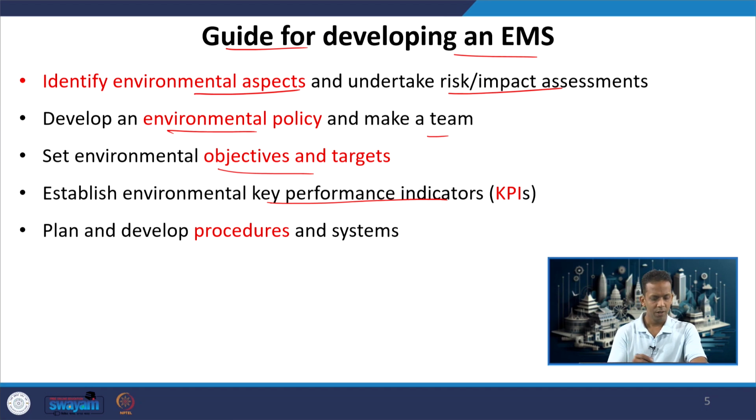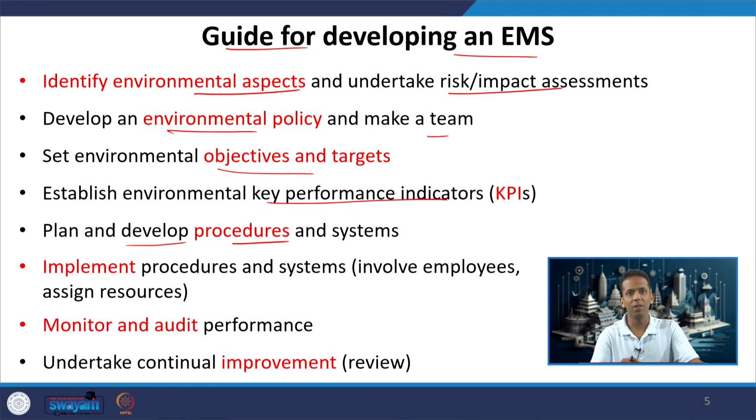Once we did that, you develop and plan procedures and systems. How we are going to achieve those objectives and targets, those KPIs, for that you need procedures and systems in place. To plan and develop that procedure and system is a part of the EMS. Then once you plan and develop those procedures, you implement them. You involve employees, your team, you assign resources, you give them time-bound objectives and directions. That implementation is also part of the role of the environmental management system.